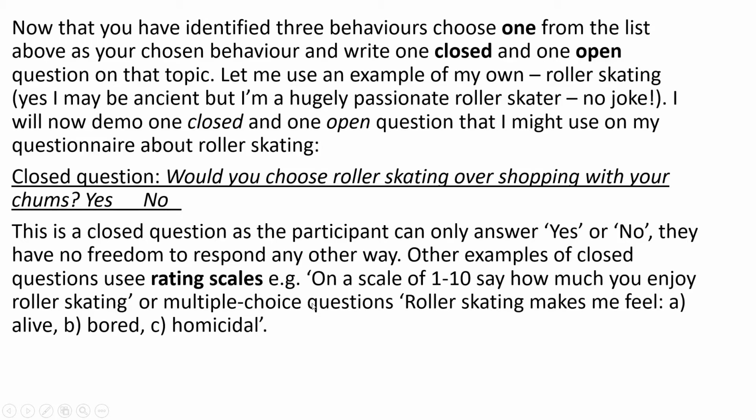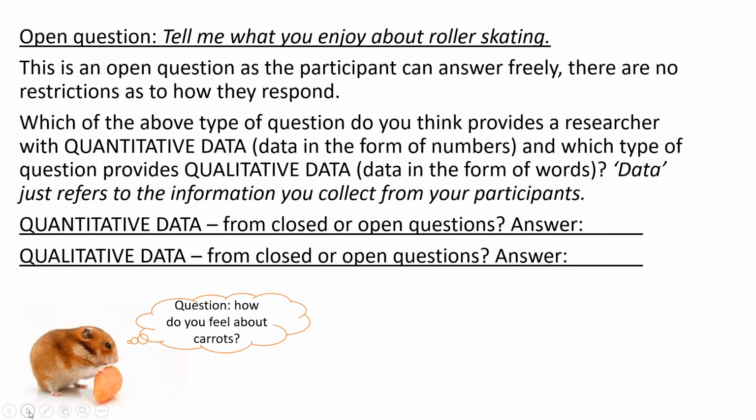Roller skating makes me feel A, alive, or B, bored, or C, homicidal. So your participant chooses A, B, or C. And this gives you easy ways of measuring, because you just count up how many A's, how many B's, and you count up what they scored for the question on the rating scale of 1 to 10. You just add up all of their scores and then you analyse them in a quite straightforward way.